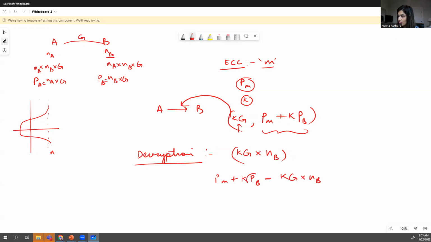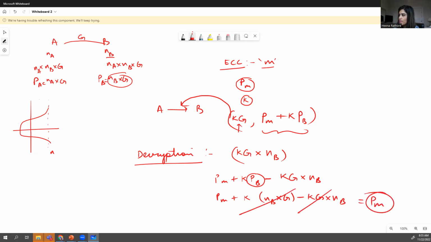And we know that P of B is NB times G. So if I substitute this, P of M plus K times NB times G minus K times G times N of B. So you can see I can subtract these values, and at the end we will get P of M, which was the point for that particular message. So we are able to achieve the encryption and decryption provided we had this particular secret key.